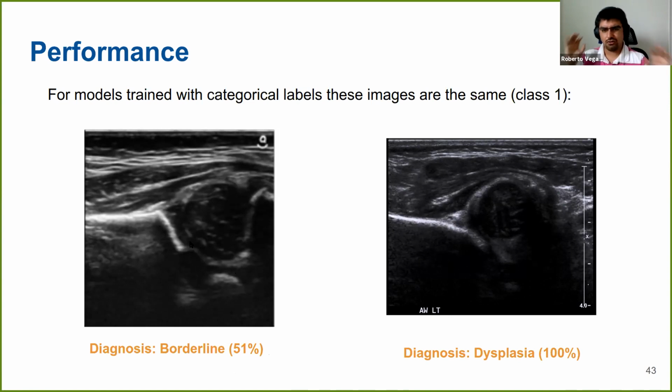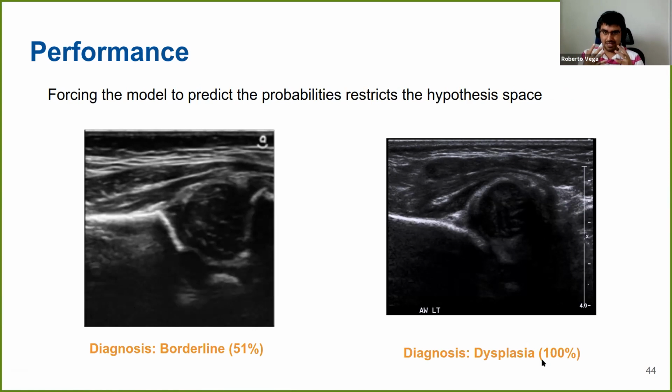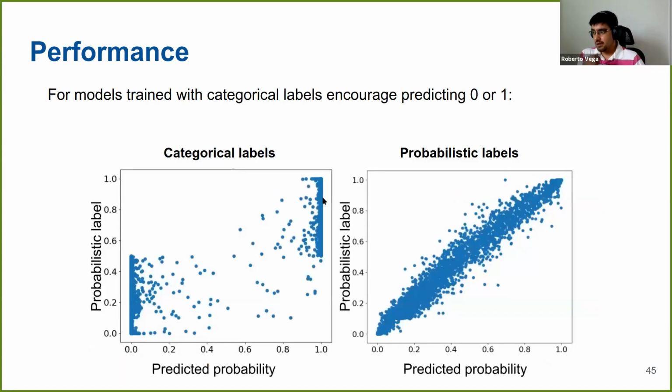But when we train this with categorical labels, we are saying, forget about all of that. Both of them are class 1, and I want you to predict class 1 with 100% confidence. Otherwise, I am going to penalize you. The probabilistic labels don't do that. The probabilistic labels try to force the model to say, no, predict 0.51 in here and predict 1 in this one. So forcing the model to make this real prediction actually restricts the hypothesis space. The number of models whose weights can predict 0.51 and 1 is much less than the number of models that can predict 1 for these two images. So they decrease the chance of overfitting. That is the first one.